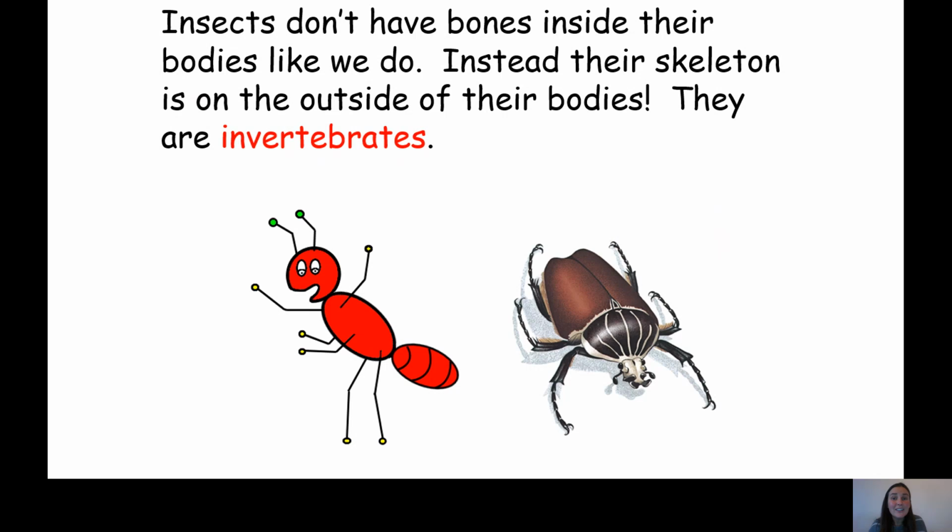Fantastic. So we looked at insects because insects don't have bones inside their bodies like we do. Instead, their skeleton is on the outside of their bodies. It's known as an exoskeleton. And this makes them invertebrates. Well done. I'm going to give you 20 seconds to see if you can remember some things about insects that we learnt last week.